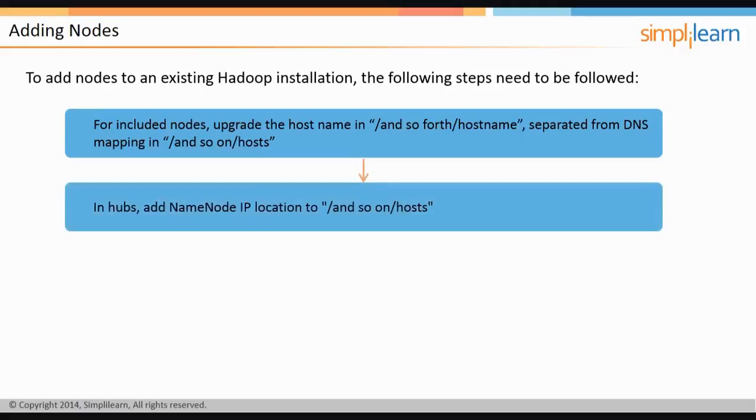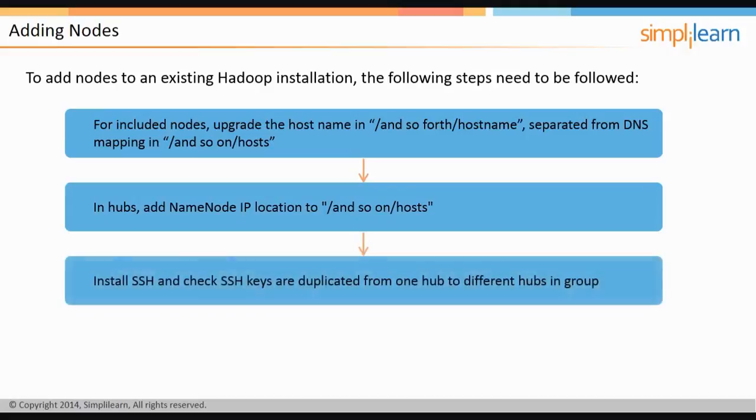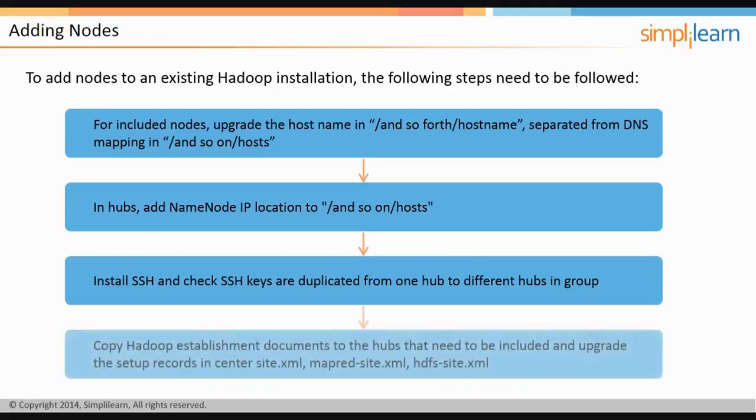In the nodes to be included, add the Namenode IP address to the default directory shown on the screen. Install SSH, that is the secure shell, and guarantee that SSH keys are copied from one node to other nodes in the cluster. After this, copy the Hadoop installation files to the nodes that need to be included and update the configuration files shown on the screen from other nodes in the cluster.